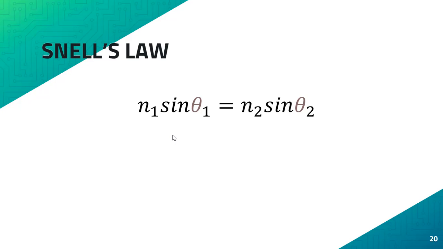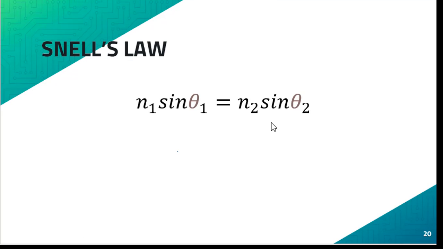So next, Snell's law. For refraction of light, we also have Snell's law, wherein N1, the index of refraction of the first material, sine theta 1 is equal to N2, the index of refraction of the second material, sine theta 2. Let's explain this in detail. So you have N1 sine theta 1 equals N2 sine theta 2. Let's recall that N is equivalent to C over V.